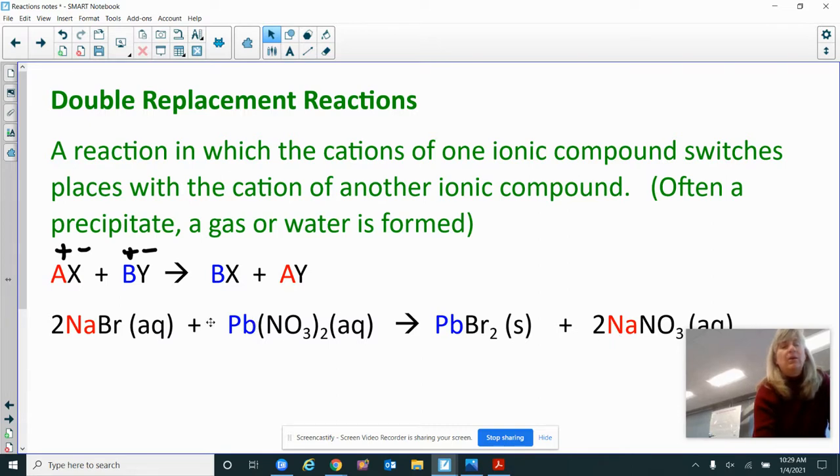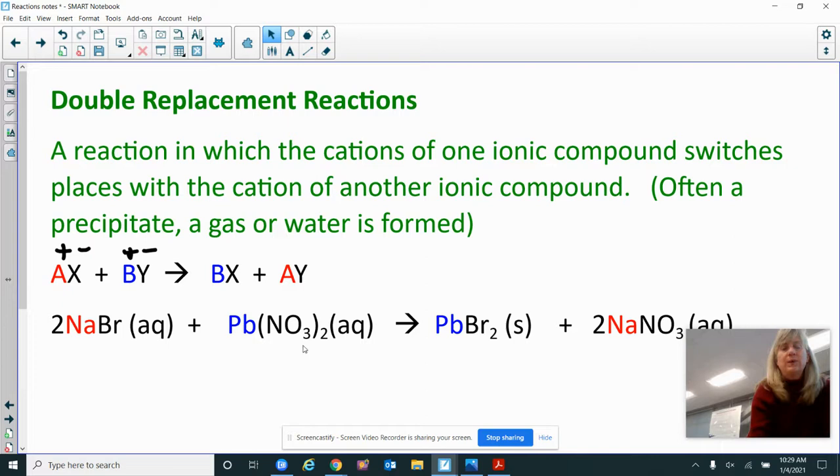And then over here, there's 2 nitrates, but when sodium combined with nitrate, you only needed 1 nitrate. You have to balance the charges on the products. Once you make your compounds, then you balance it overall. I need a 2 here and a 2 here. Okay.